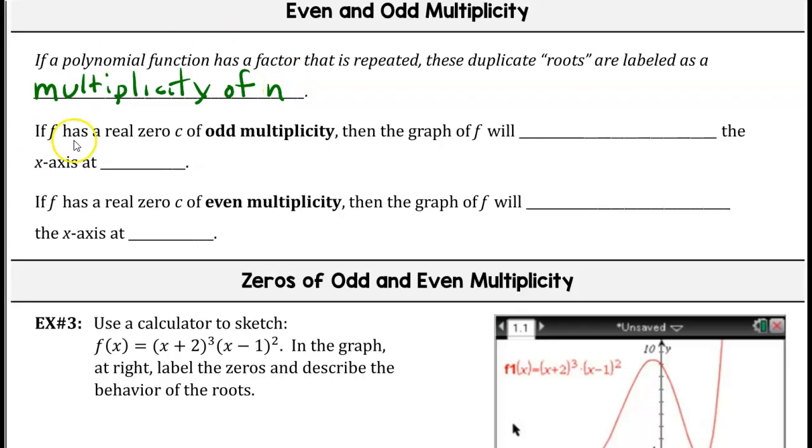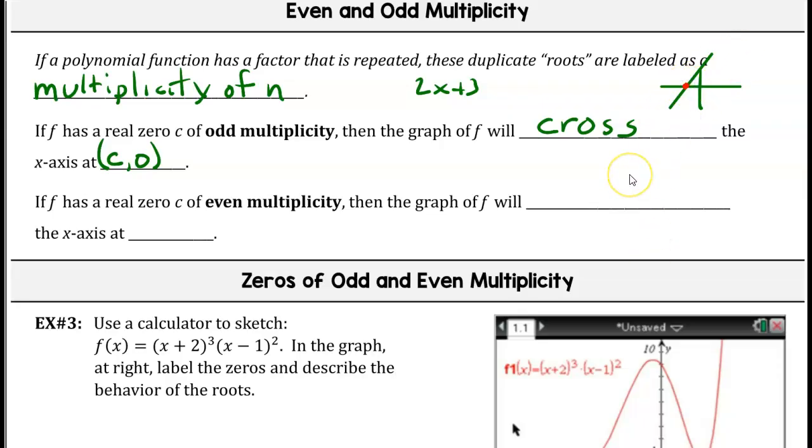Okay. So the general rule is if f has a real zero of odd multiplicity, 1, 3, 5, and so on, then the graph of f will cross the x-axis at whatever that number is, comma 0, right on the x-axis. So cross or go through. So let's say odd multiplicity would be like x to the 1 power, so like 2x plus 3. It crosses the x-axis. It goes through the x-axis. That's all they're saying.